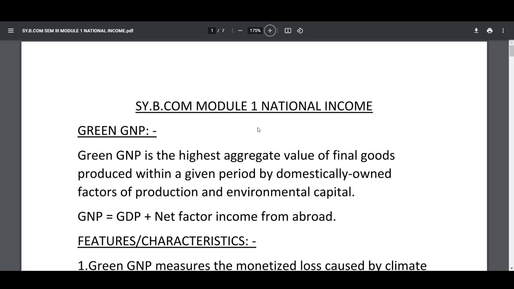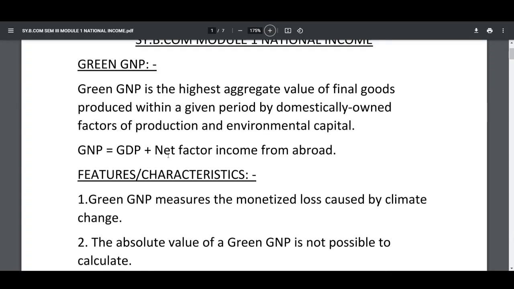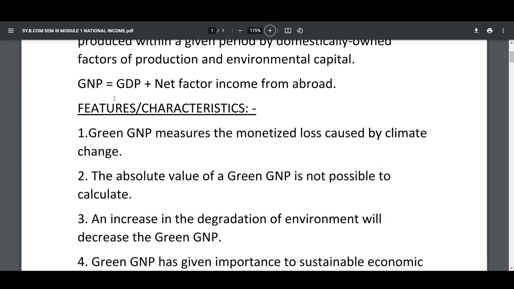Green GNP. Green GNP is the highest aggregate value of final goods produced within a given period by domestically owned factors of production and environmental capital. GNP is equal to GDP, gross domestic product, plus net factor income from abroad.